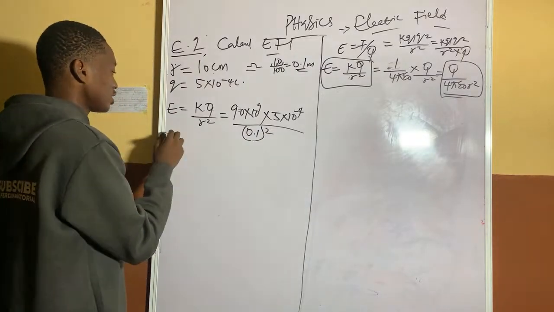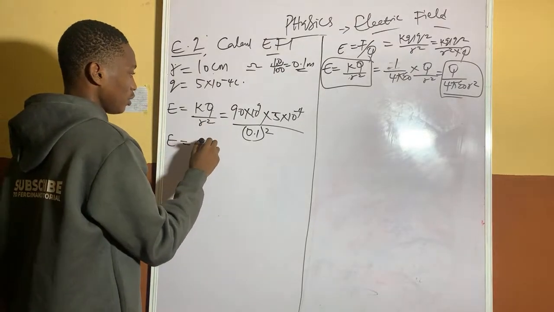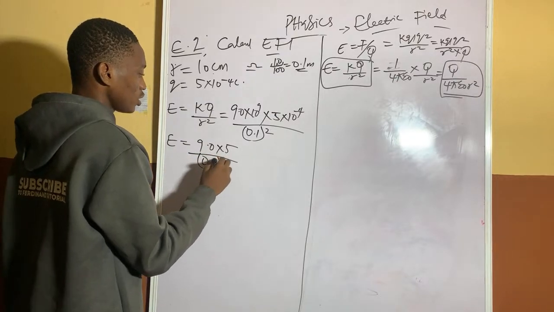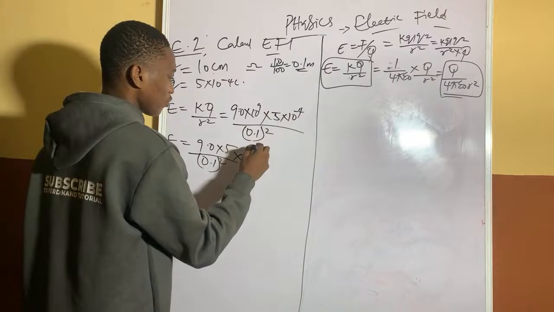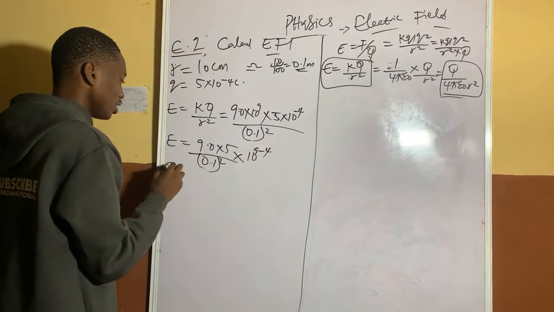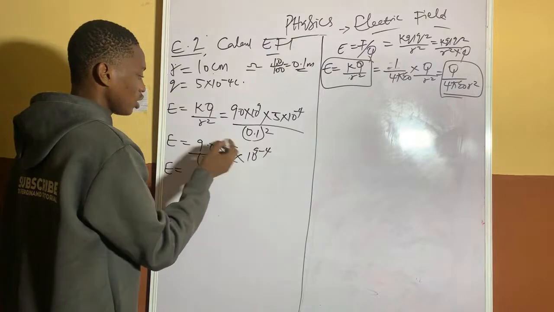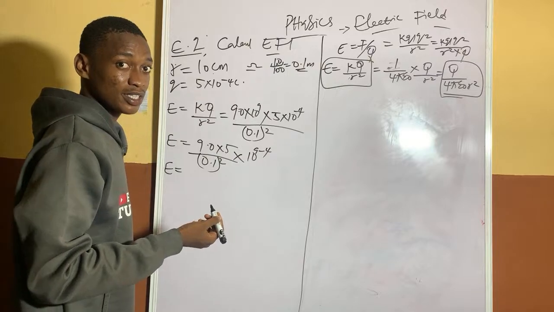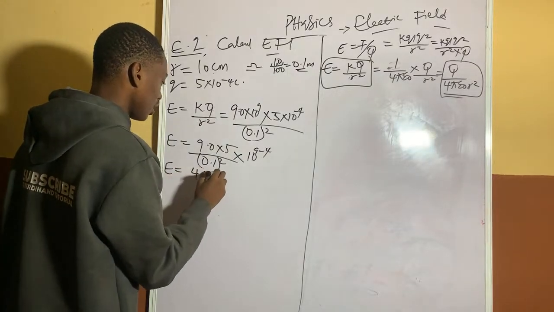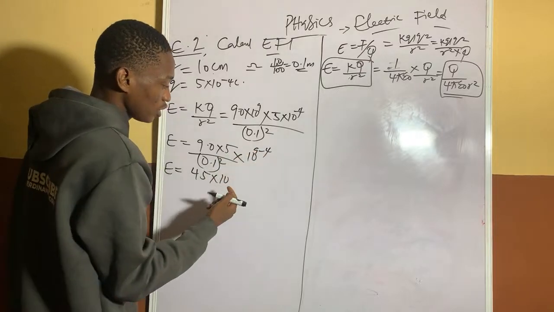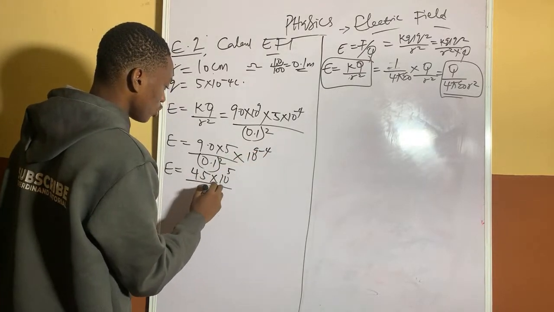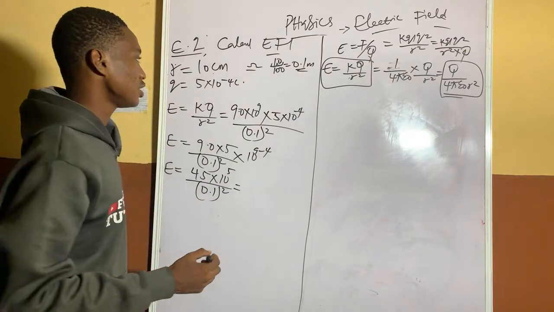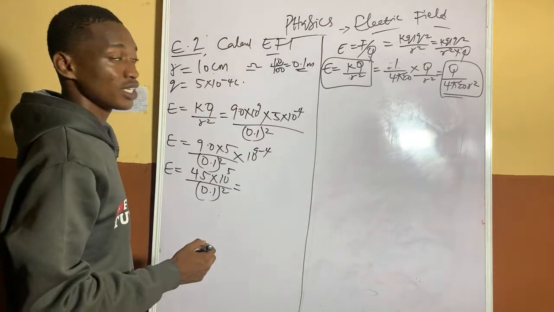So I can say E is equal to 9.0 times 5 all over 0.1 all squared, times 10 raised to the power 9 minus 4. Then E is equal to 9 times 5, that should be 45, right? So that is 45 times 10 raised to the power 5 all over 0.1 all squared. Anything you get, that is your electric field intensity.